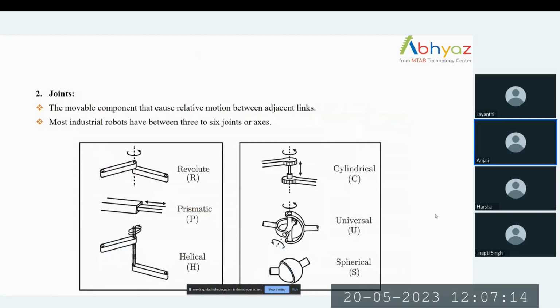The second thing is joints. Joints are the movable components that cause relative motion between two adjacent links. Mostly industrial robots include 3 to 6 joints or axes. There are some types of joints, like a revolute joint, prismatic joint, helical joint, spherical joint, and cylindrical joint.